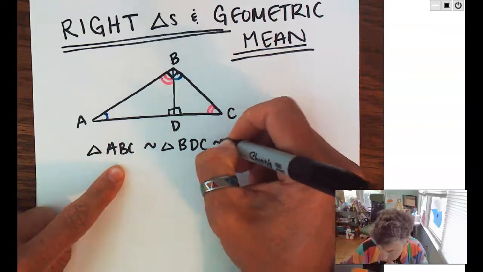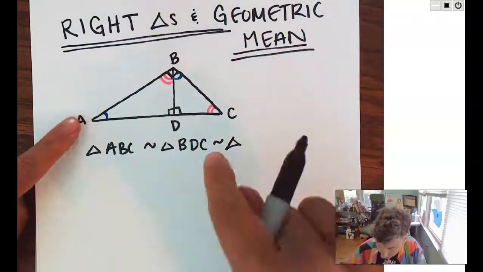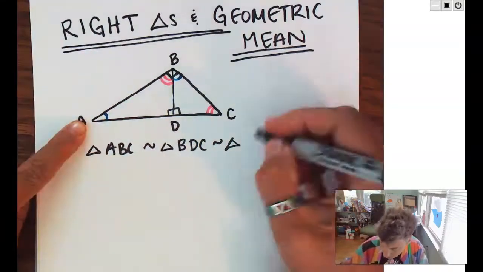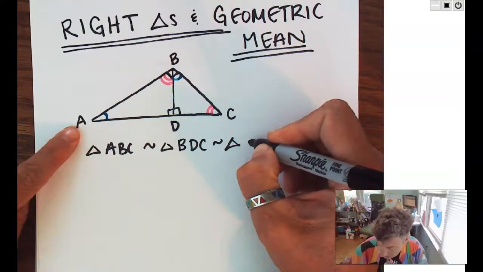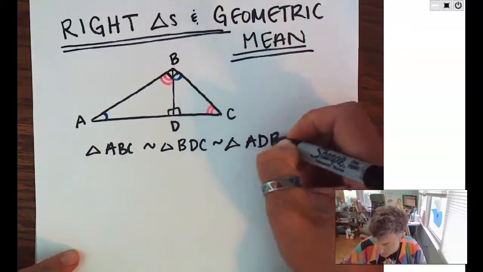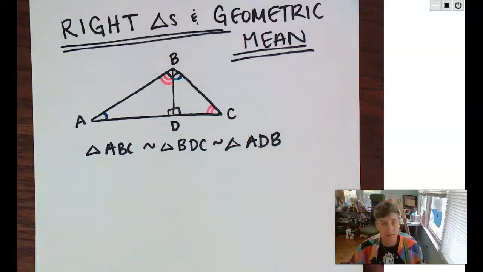BDC is similar to this guy over here. And again, we started with angle A, which was the blue angle. So this will be triangle ADB. And then we can use some relationships of sides to figure out missing sides.